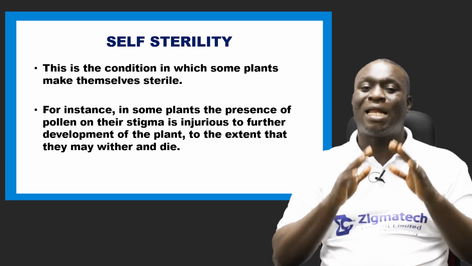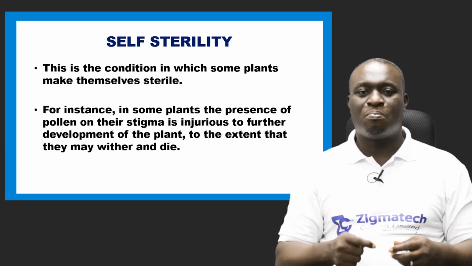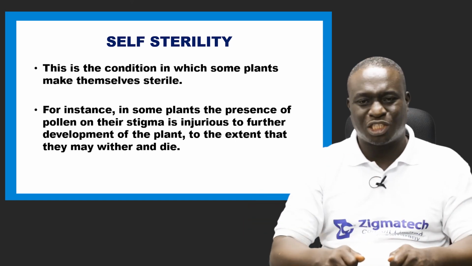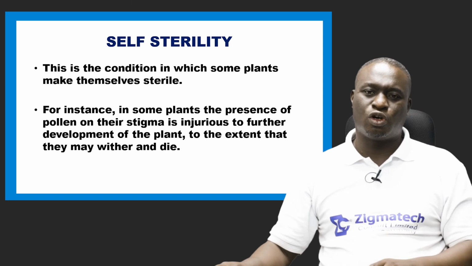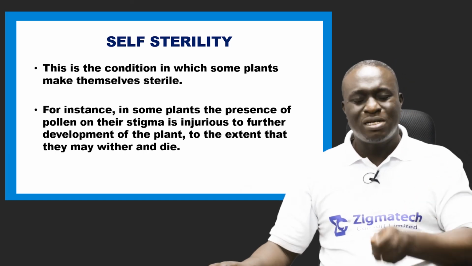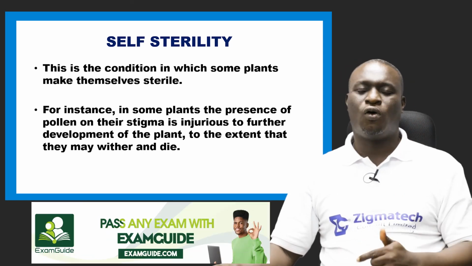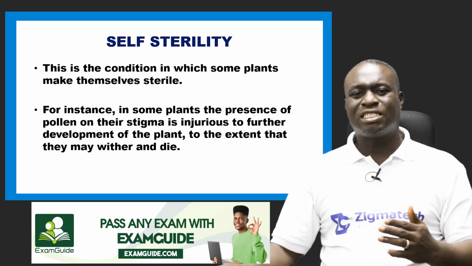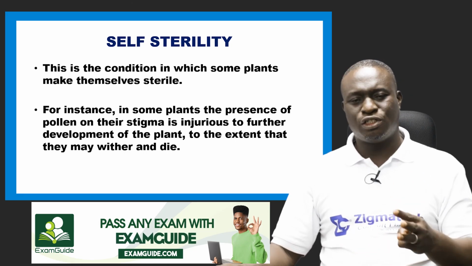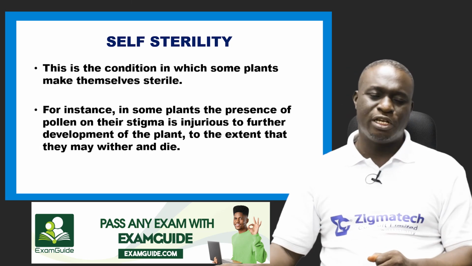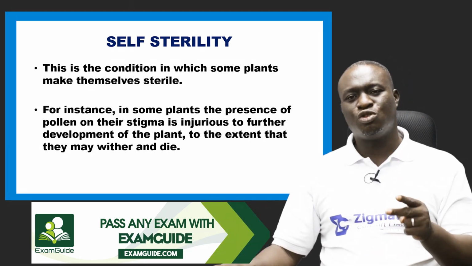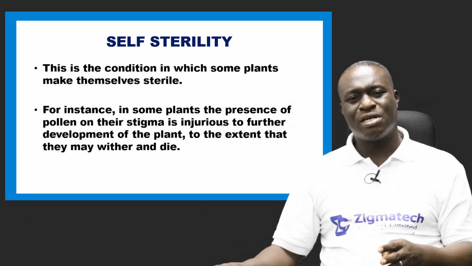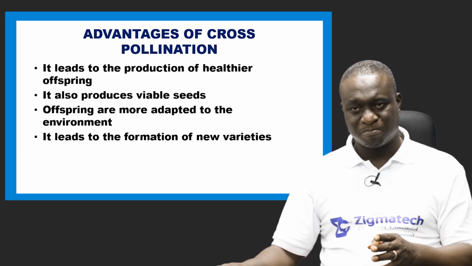So not all plants do this. There are some plants that make themselves sterile. They decide to become unreproductive when pollen from the same flower lands on the stigma. So these are three important conditions necessary for cross-pollination to take place. Number one is dichogamy, number two is unisexuality, and number three is self-sterility.